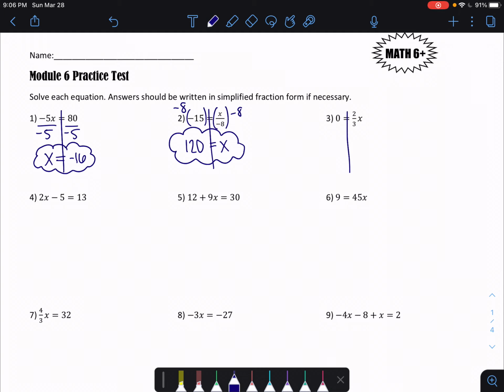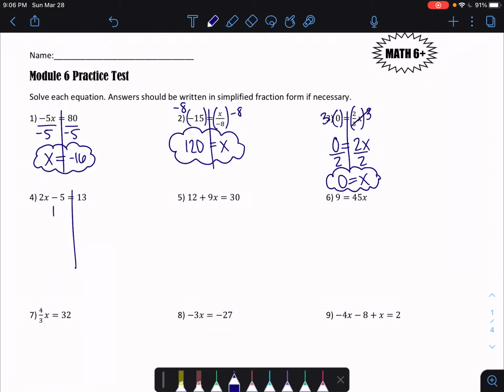For number 3, 0 equals 2/3 x. I'm going to multiply by 3 first to get rid of the denominator. So I get 0 equals 2x. And then if I divide by 2, 0 equals x.